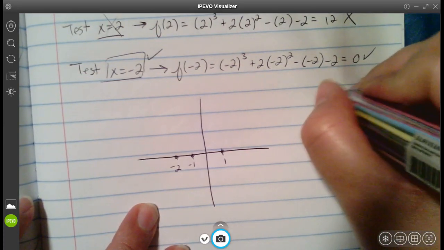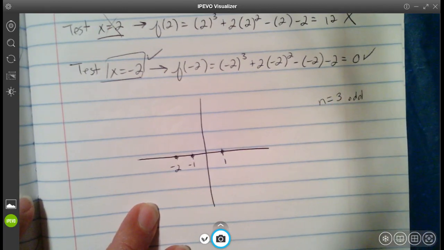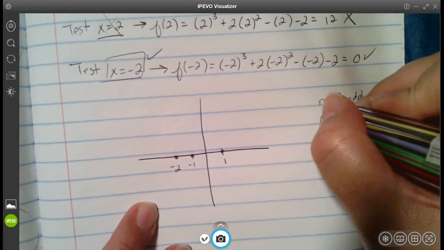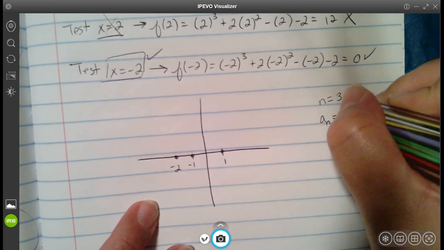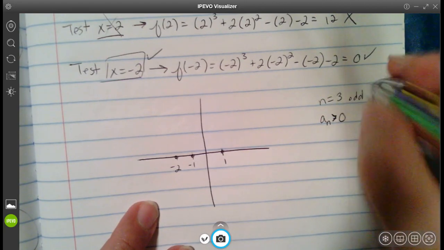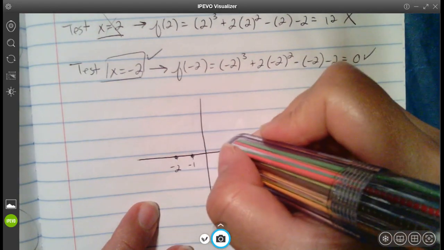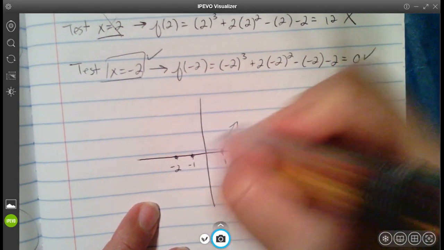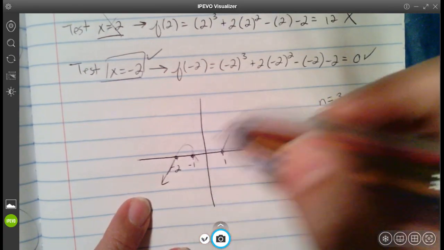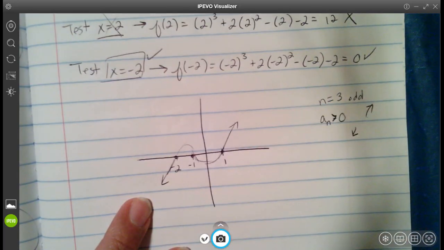since our n is 3, it's odd, okay? And our leading coefficient, so I'm going to call it a sub n, is positive. I'll do it this way. Since it's positive, greater than 0, that means that the end behavior should be like so. So from here, I'm going to go ahead and do that. So there's that one, and it might be something like, maybe like this, okay?